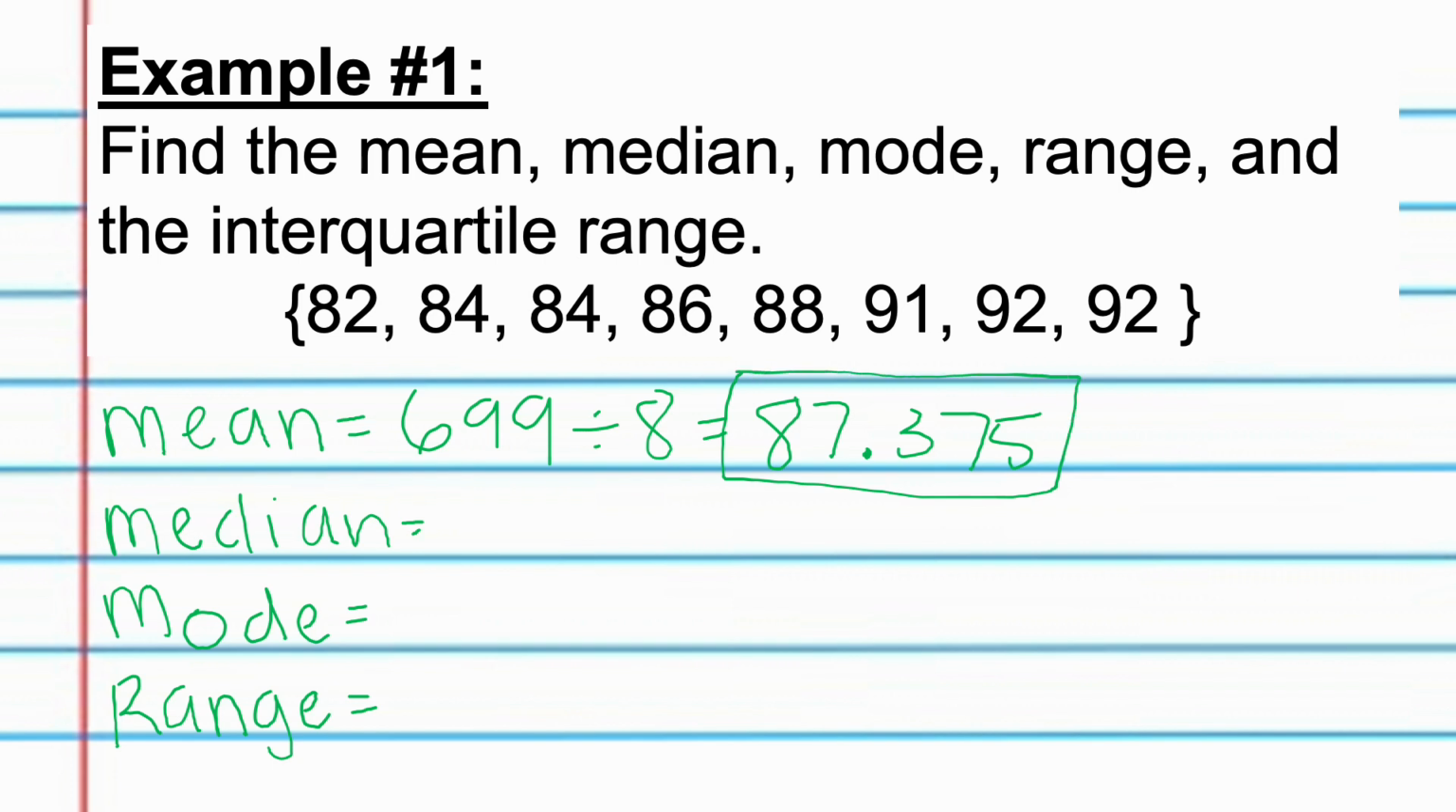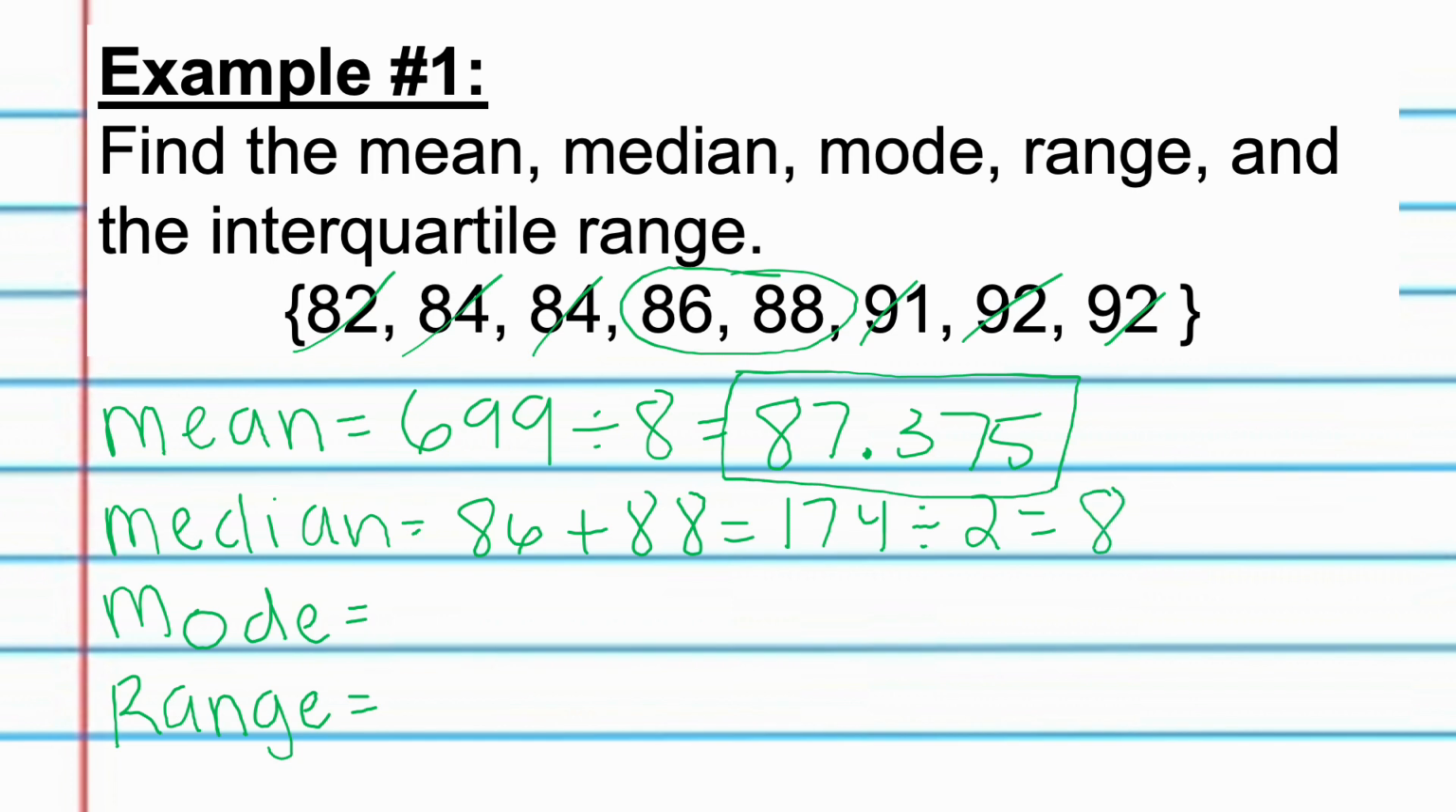Our median, let's start crossing them off. Left, right, left, right. Uh-oh, we end up with 2 numbers in the middle. But never fear, because you know what we have to do. We have to take that 86, add it to the 88, and divide by 2. So 86 plus 88 gives us 174. We then divide that by 2, finding the average of those 2 numbers, and our median is 87.